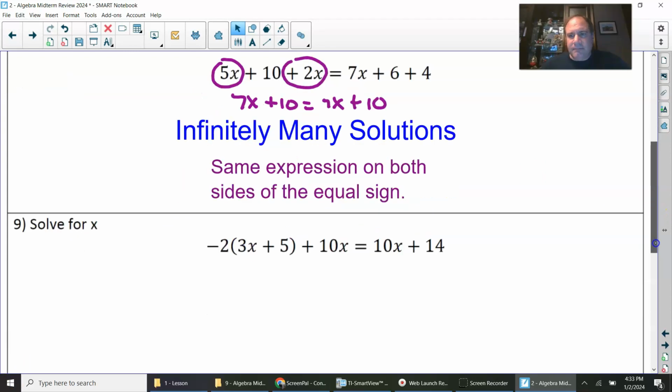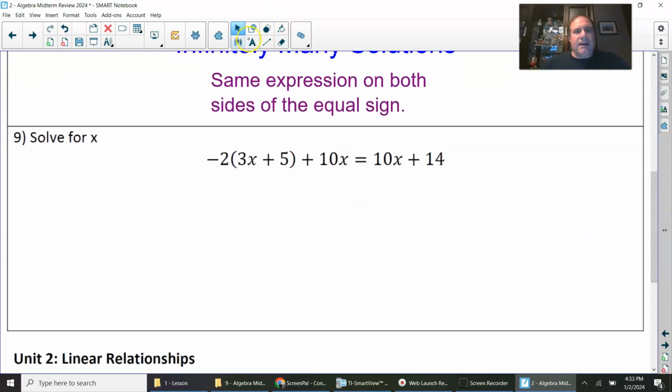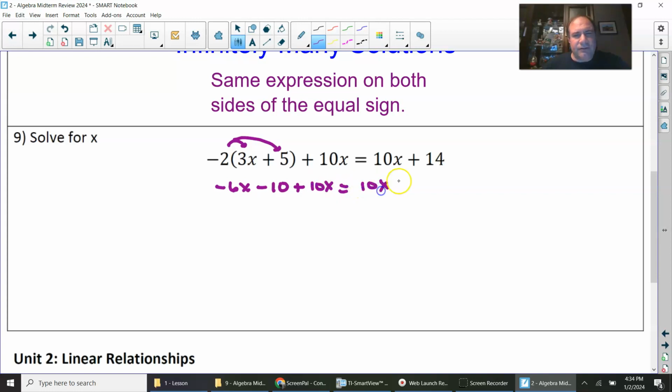For number 9, we have a lot to do here, but again, distributive property over addition. So we have negative 6x, and then minus 10, because negative 2 times 5 is a negative 10. I'm going to bring down the 10x, and everything else on the right side of the equal sign. I'm going to combine like terms, so negative 6x plus 10x is positive 4x. You bring down the minus 10, and you have 10x plus 14.